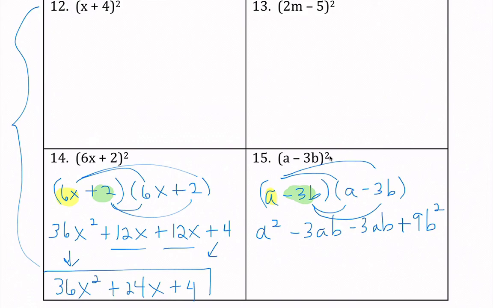So now I combine my like terms here and here. My a squareds drop. Negative 3 and negative 3 are not opposites. Negative 3 plus negative 3 is a negative 6ab. And my plus 9b squareds drop.